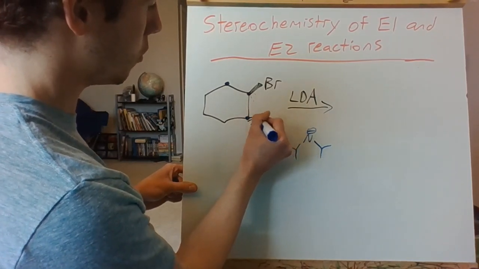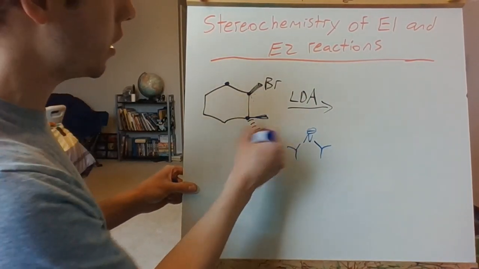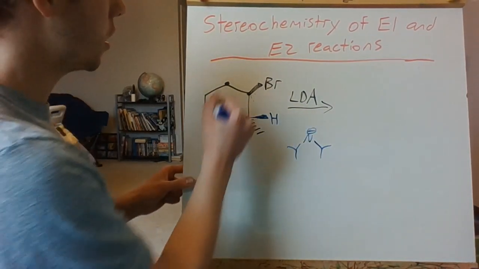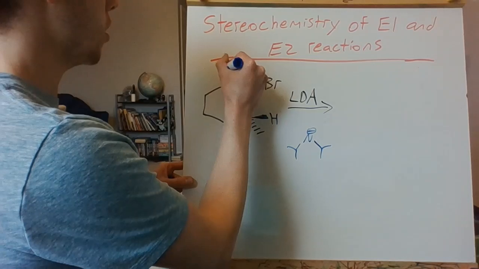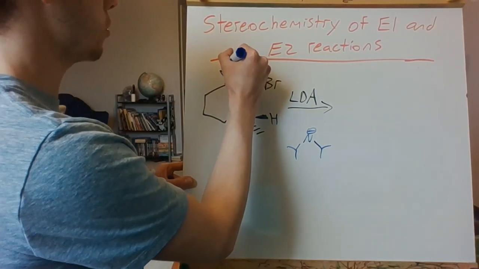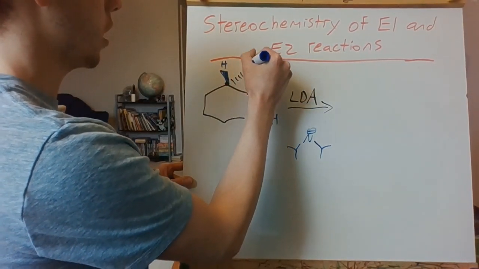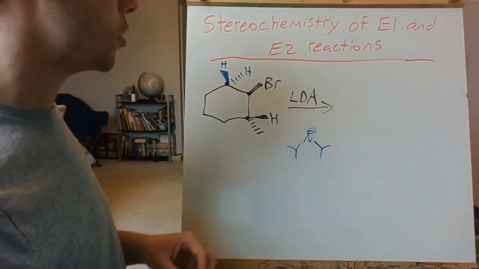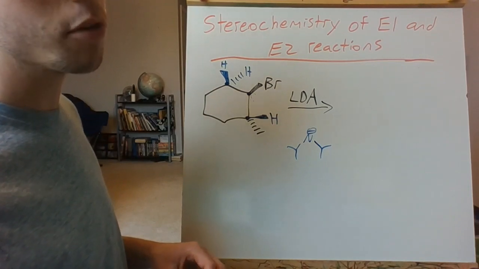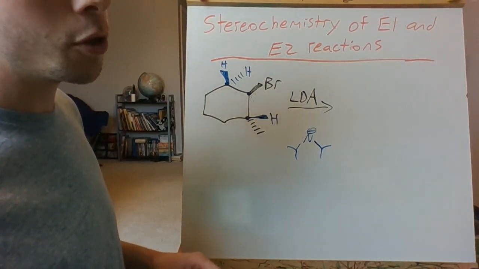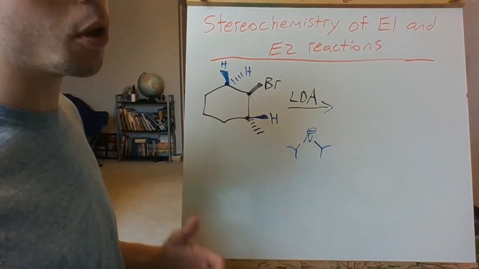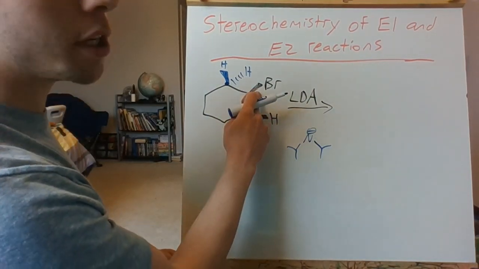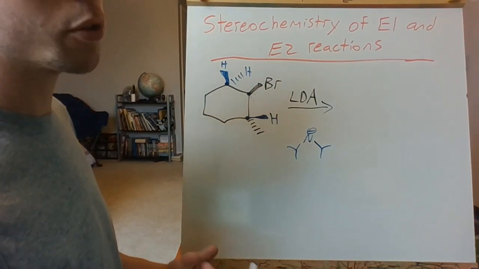So since our methyl group right here is pointing away, that means our hydrogen right here is coming towards us. And then up here on this carbon, we have two hydrogens. So one is coming towards us and one is going away. And so we need to determine which protons we're going to need to pull off. Keep in mind, since we're doing an E2 reaction, the hydrogen that we pull off must be anti to our leaving group. So we see that our bromine here is pointing up out of the board towards us.